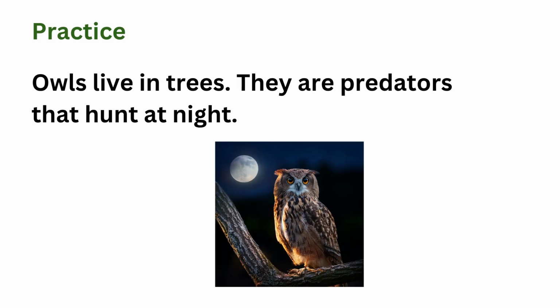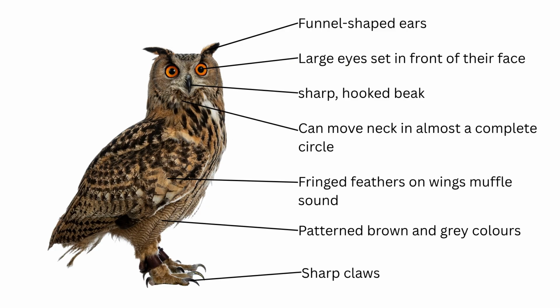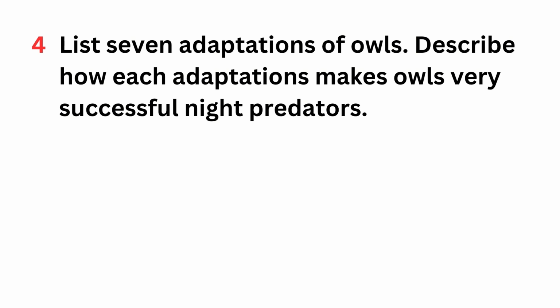Practice. Owls live in trees. They are predators that hunt at night. Fan-shaped ears, large eyes set in front of their face, sharp hook beak. Can move neck in almost a complete circle. Fringe feathers on wings muffle sound. Pattern brown and gray colors. Sharp claws.